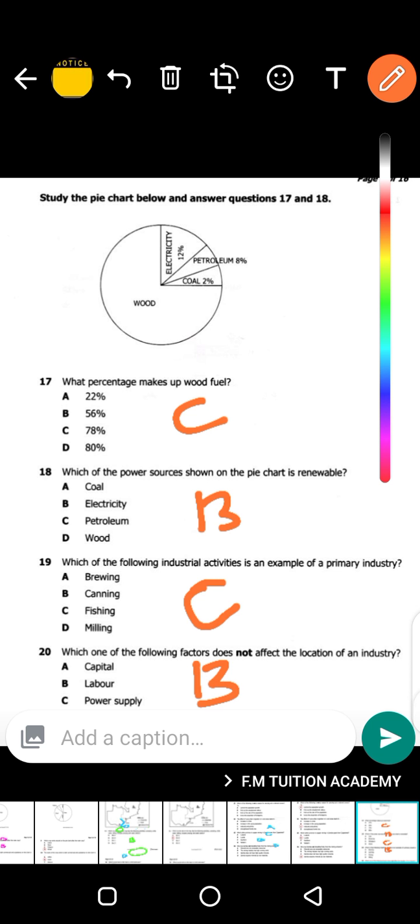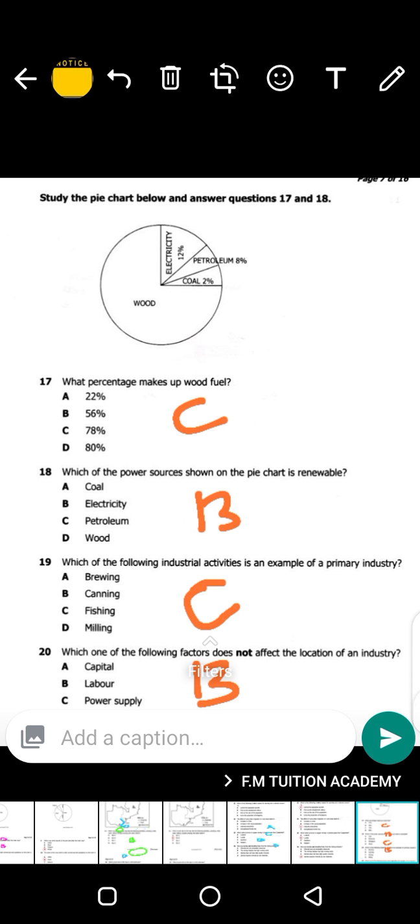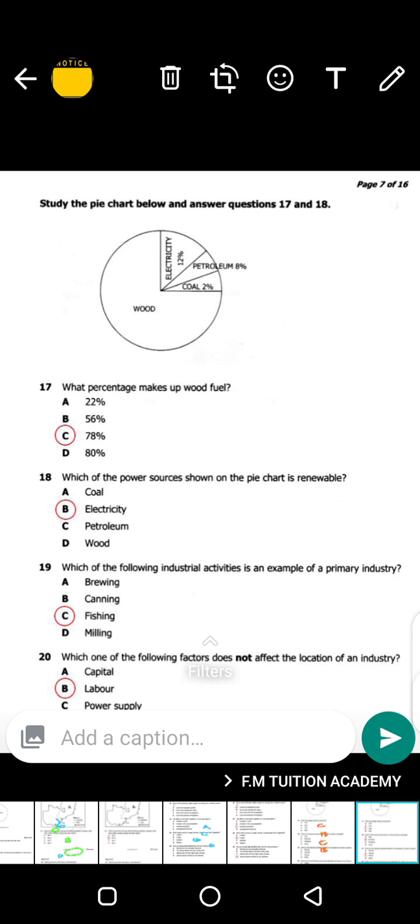Capital will affect, because if you don't have enough capital, you cannot make the industry. Power supply, if you don't have good power supply, you cannot create an industry there. So these others will affect the industry. Raw materials, same thing. If there are no raw materials, you cannot make an industry there. Labor is how people work. Definitely how people work does not really affect the location of an industry. So those are the answers.